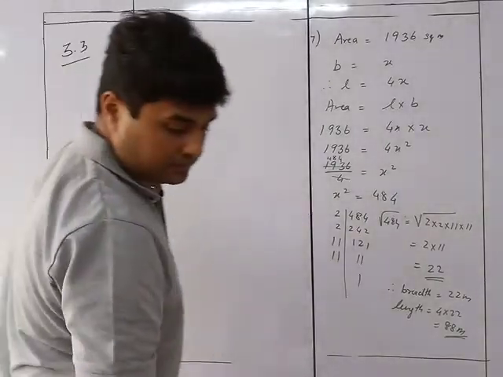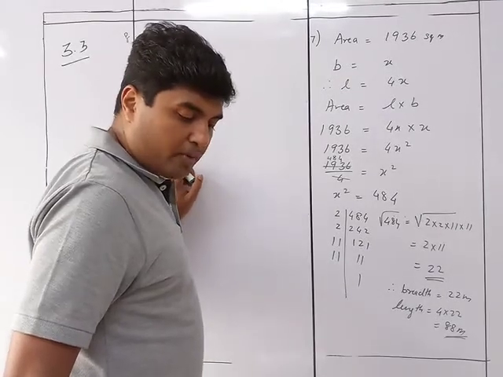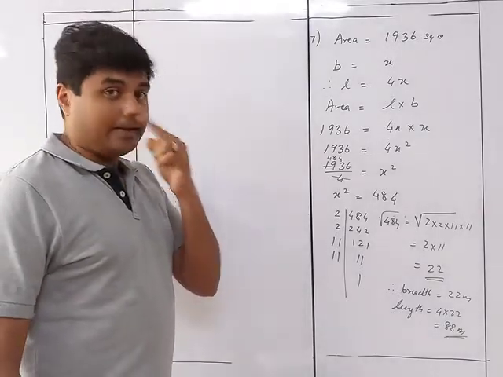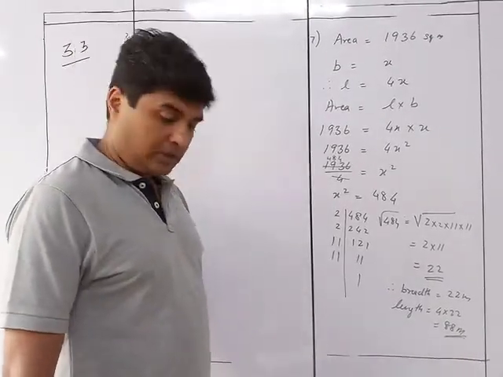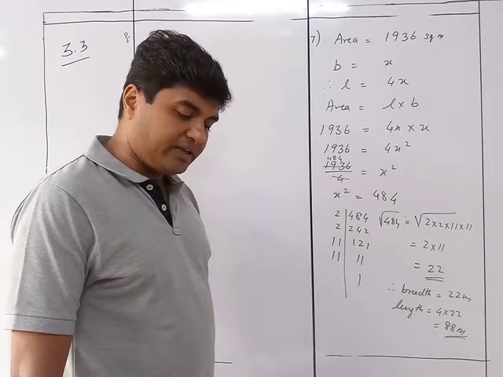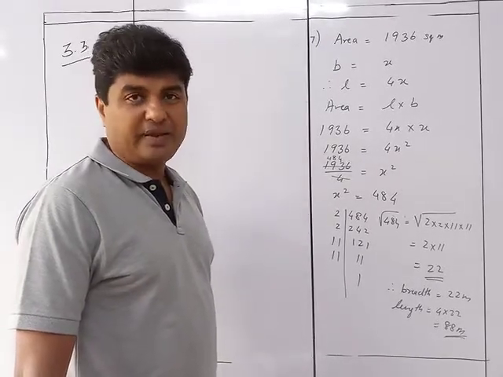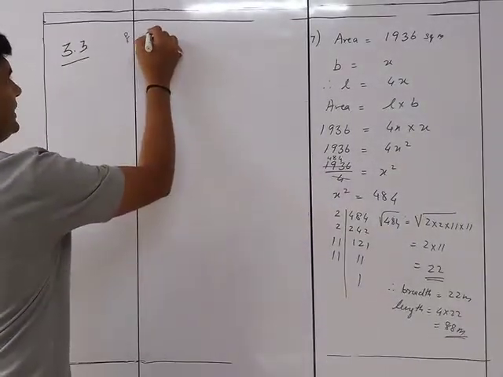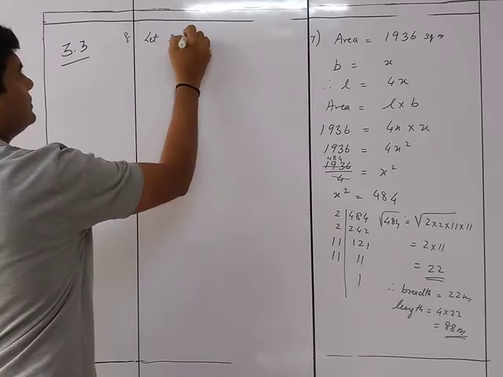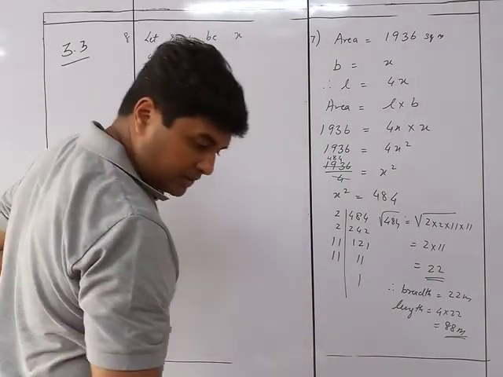Question number 8. In a school, a PT teacher wants to arrange 2000 students in the form of rows and columns for PT display. So there is one parade. In that parade, the total number of students is 2000, and the teacher wants to arrange them such that the number of rows is equal to the number of columns, and 64 students could not be accommodated in this arrangement. So let rows be X, and the other thing given is columns.